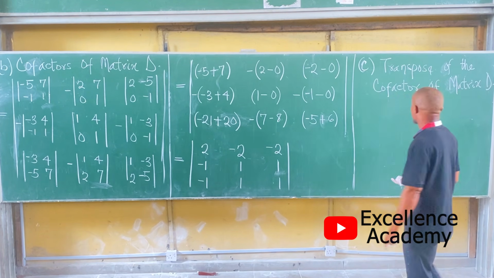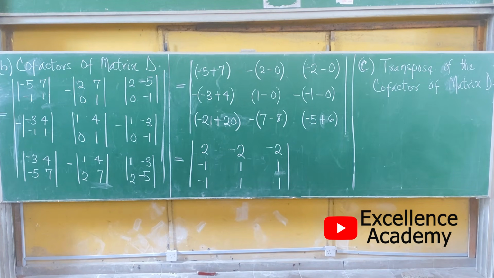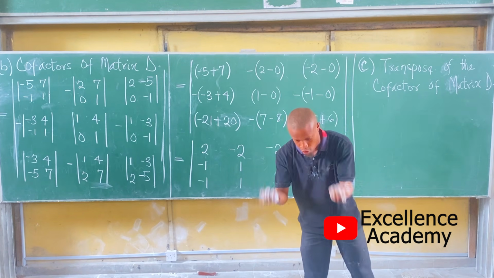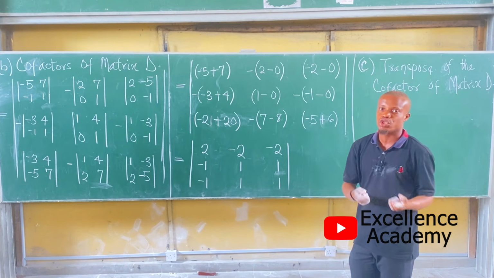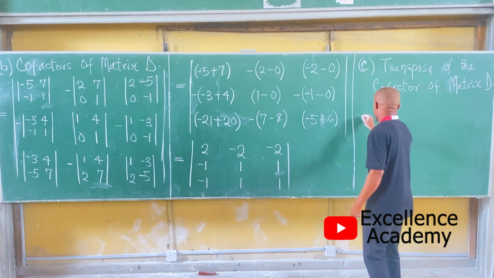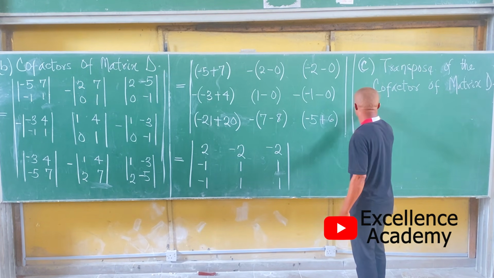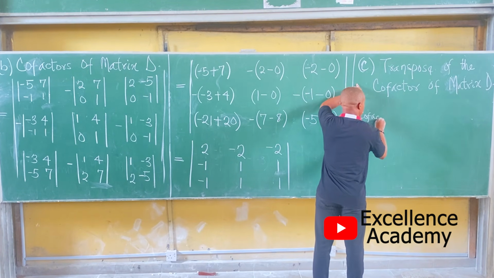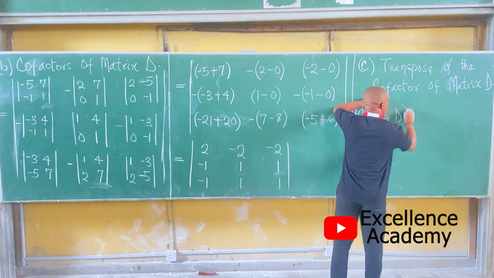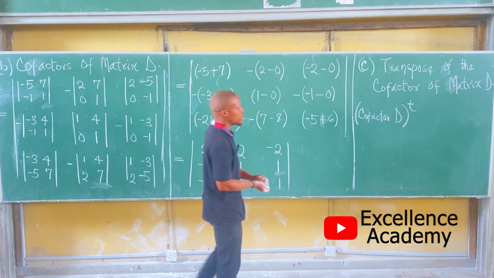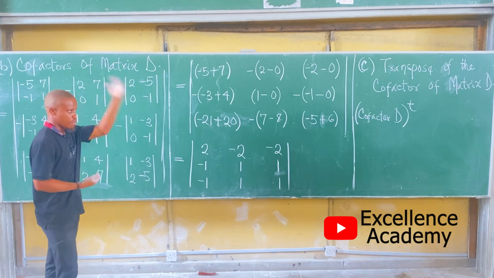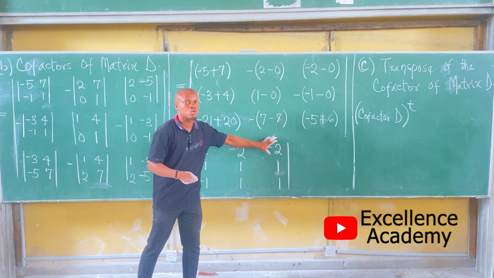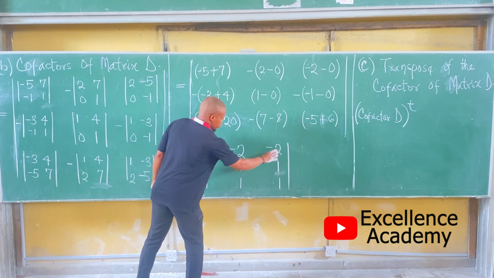Alright, so if you are asked to find the transpose of the cofactor of the same thing, you just have to do what? For your cofactor, after calculating your cofactor, you do what? Interchange the rows with columns. So the transpose, let's write it like this: transpose of cofactor D. Mind you, I said for transpose, you give it a power of t. So the transpose of this is simply doing what? Interchanging your rows and what? Columns.